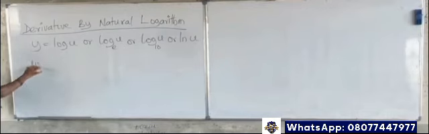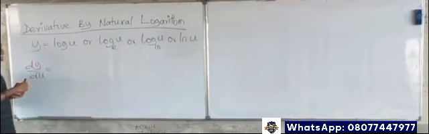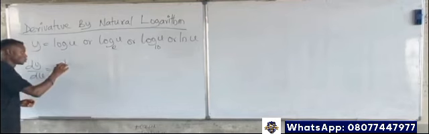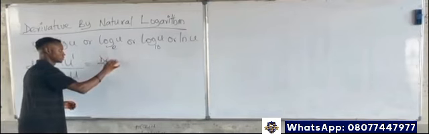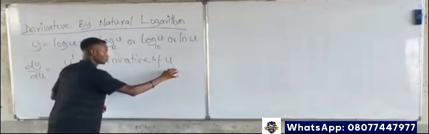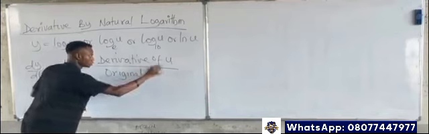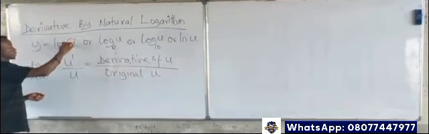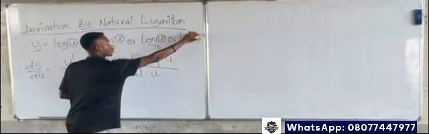Our dy over du. Why are we saying dy du? The dependent is y, and the independent is u. It's not always y, depending on the letter that is standing as dependent variable and independent variable. So this is going to be u prime over u. What does it mean here? It means derivative of u over the original u. So anything that is standing on this position here is what we take as our u. Please take note.